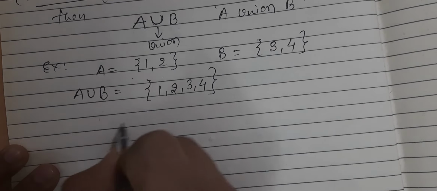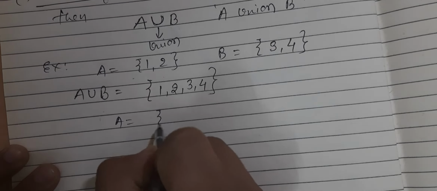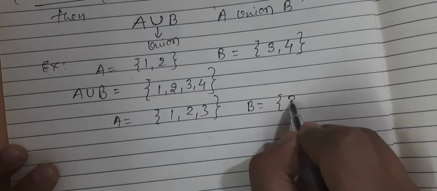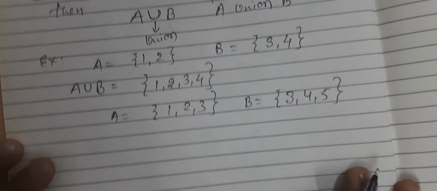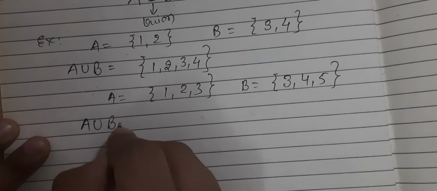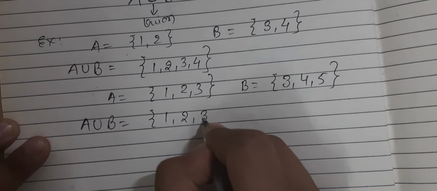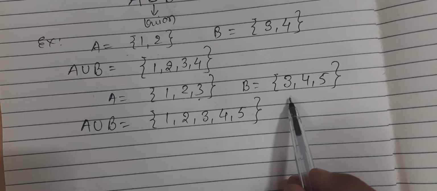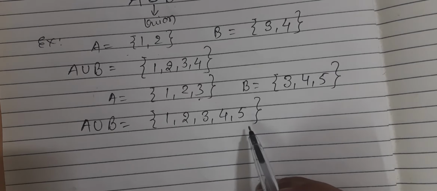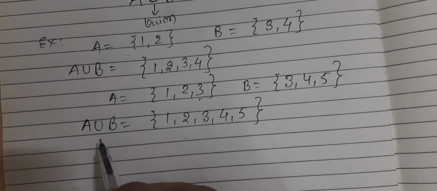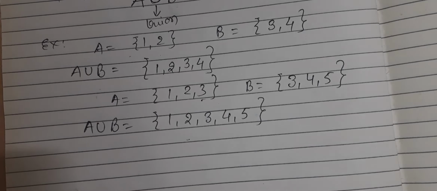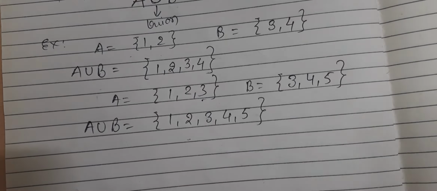Now suppose we have set A whose elements are 1, 2, 3, and set B has elements 3, 4 and 5. So A union B will be {1, 2, 3, 4, 5}. As you know, we cannot repeat elements in a set, and since the union is also a set, there is no repetition. So the union contains all the elements of set A and all the elements of set B.